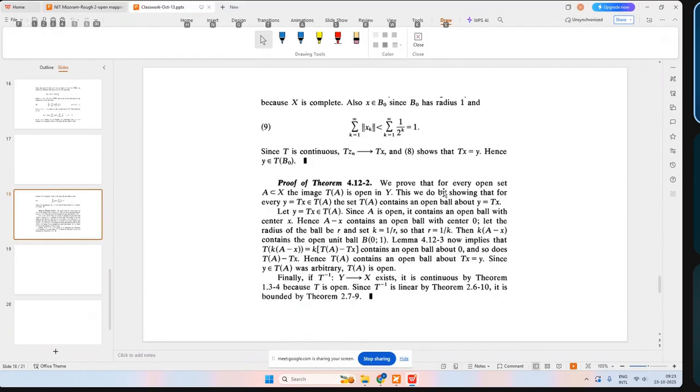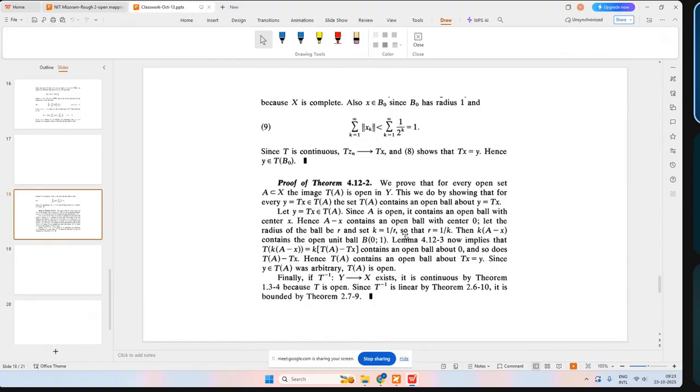This we do for every y in TA. When you take T of A, whatever the given open set, an element of TA will look like Tx, call that y, where this x is actually in A. So y equal to Tx belongs to TA. Since A is open and x is in A, A minus x contains an open ball with center 0. Let the radius of this open ball be R.